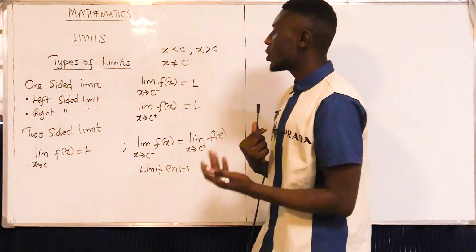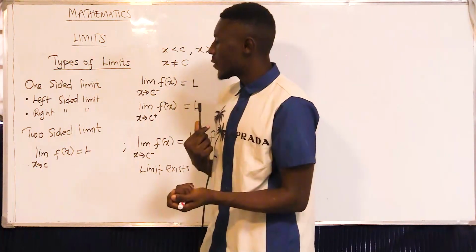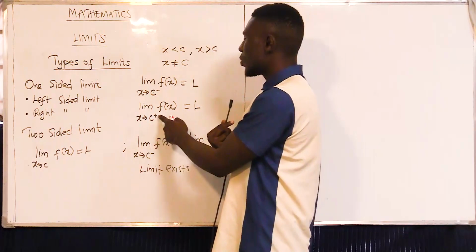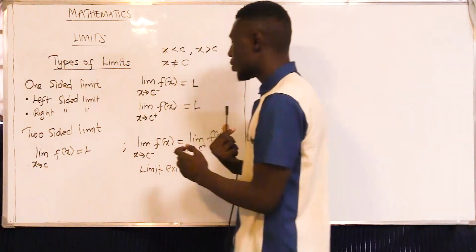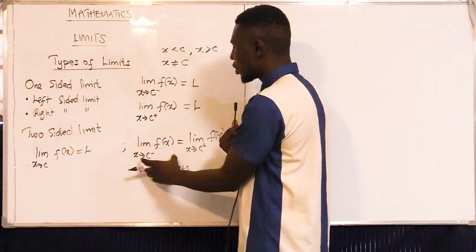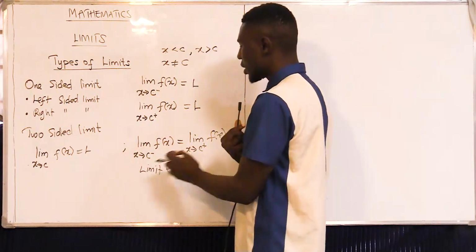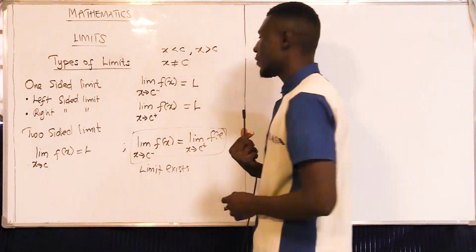So these are the two types of limits. The first one being one-sided, which can be left-sided, where we assign a negative, or right-sided, where we assign a positive. The other one is double-sided, telling us that it is being approached from both the left side and the right side. And for a limit to exist, it means that both sides should give us the same result.